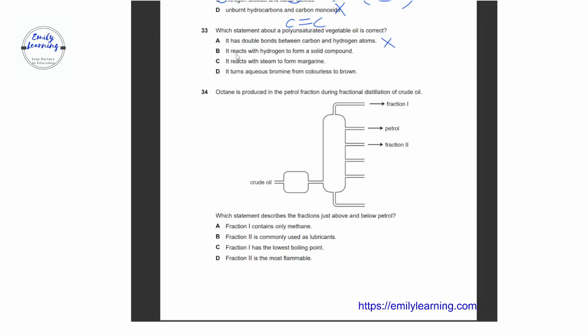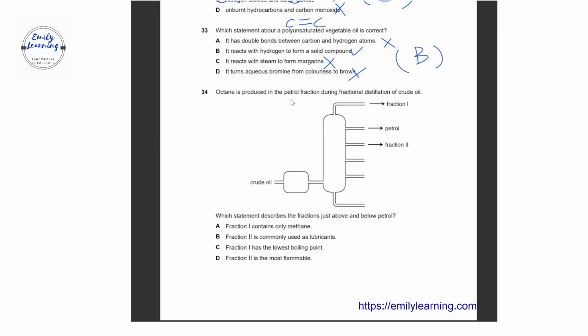So A is out. B, it reacts with hydrogen to form a solid compound. Yes, vegetable oil undergoes hydrogenation. That means it reacts with hydrogen to form margarine, which is a solid. So this is correct. C, it reacts with steam to form margarine. No, it's hydrogen. D, it turns aqueous bromine from colorless to brown. No, it turns aqueous bromine from brown to colorless. The alkene, or the C=C double bond present in polyunsaturated vegetable oil, will decolorize bromine. So it turns from brown to colorless. So D is also wrong. So the answer is B.